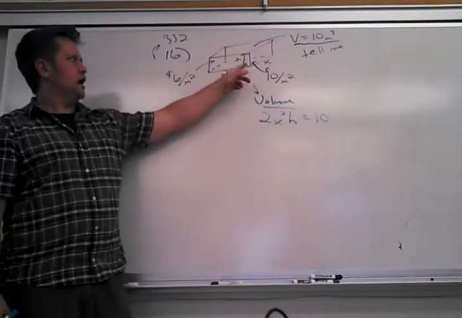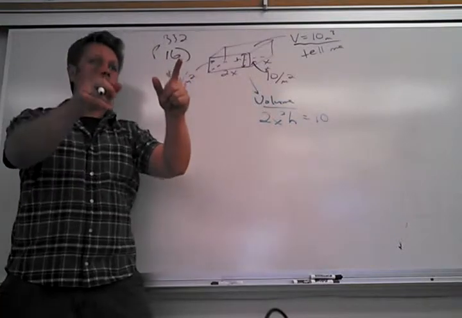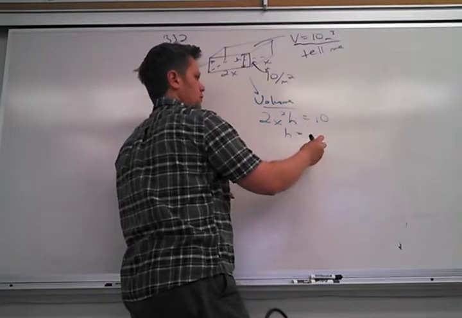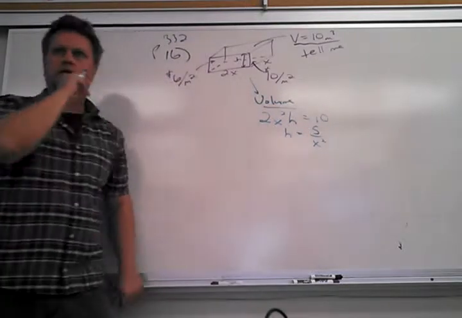So what can you do here? How many variables do I have involved in this? Two, and I really just want one. So I can solve for h. Dividing by the 2x squared, I get 5 over x squared. Is that cool? Just to cut to the chase.